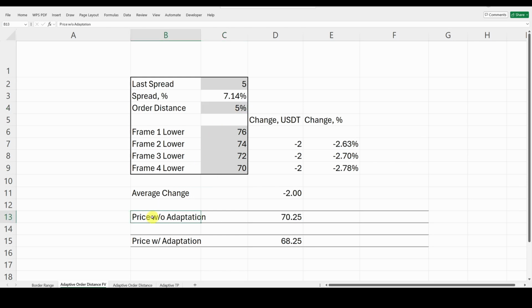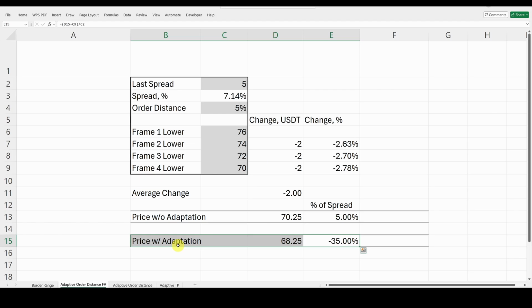We know that no adaptation uses the 5% setting, and I can reverse engineer that by taking the difference between order price and the latest lower boundary as a percentage of the spread. We do get exactly 5%. Doing the same for adaptation on gives me minus 35%. So, adaptation overrides the order distance and in this case sets it at minus 35%, which is outside the frame.